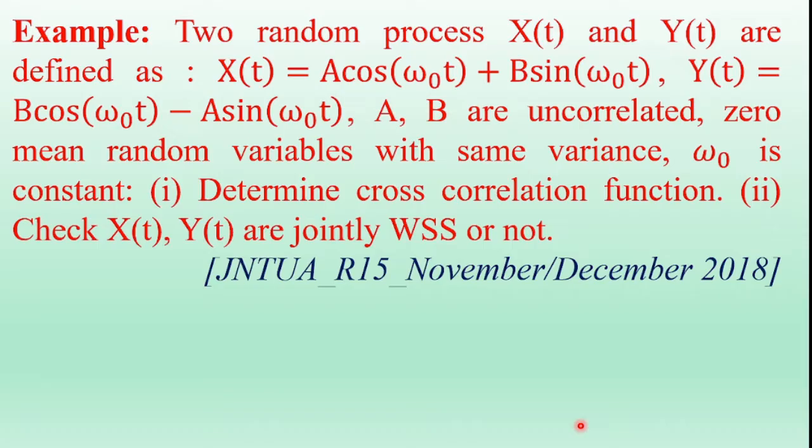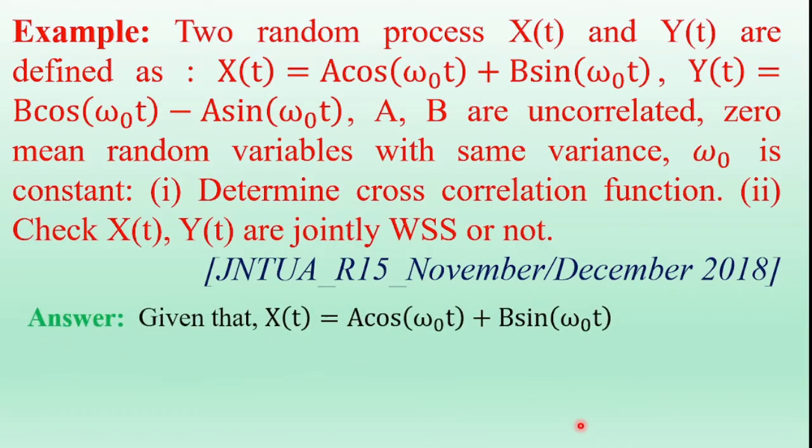The example is: two random processes x of t and y of t are defined as x of t equals A cos omega naught t plus B sin omega naught t, and the second random process y of t equals B cos omega naught t minus A sin omega naught t. Here capital A and capital B are uncorrelated, zero mean random variables with the same variance, and omega naught is constant. First bit, determine the cross correlation function, and second bit, check whether x of t, y of t are jointly WSS or not.